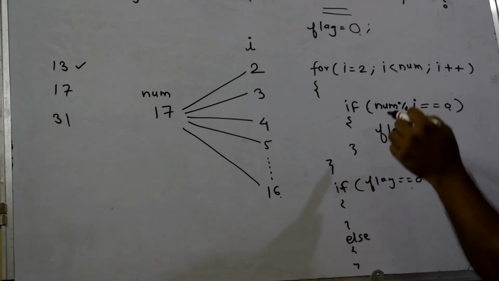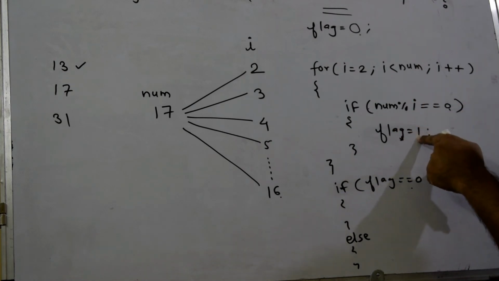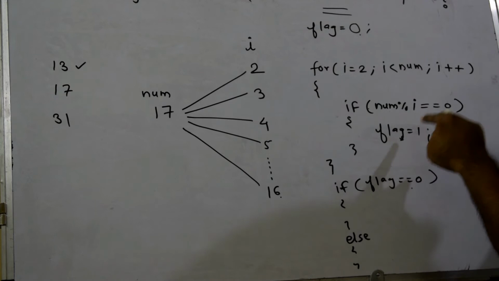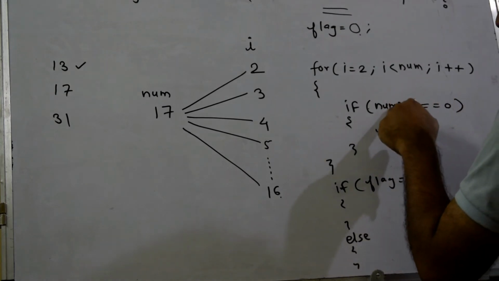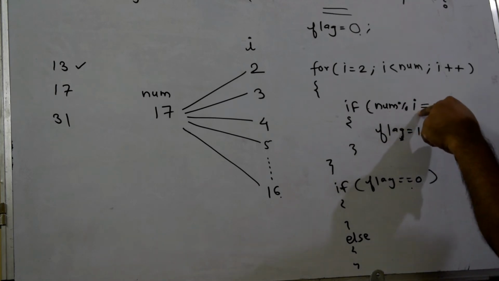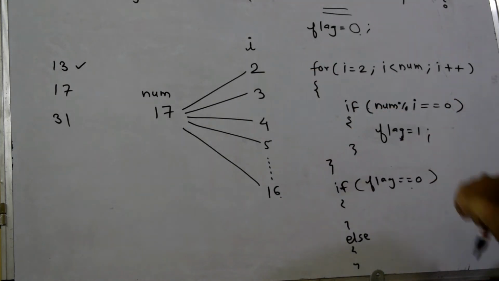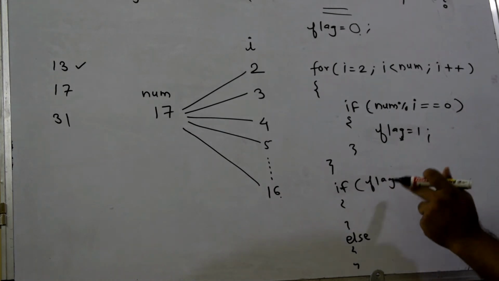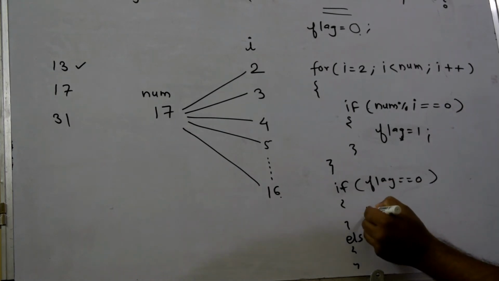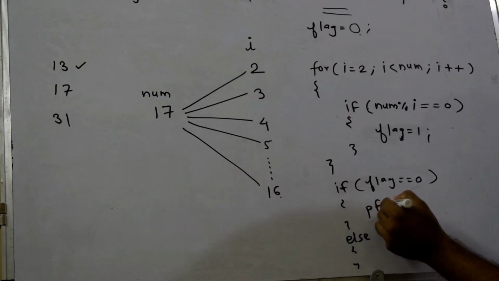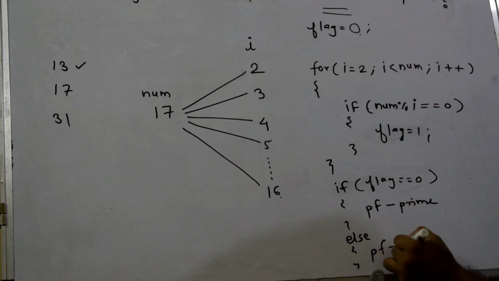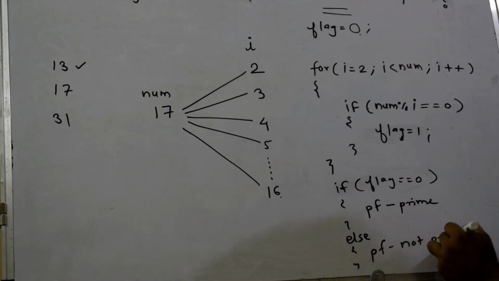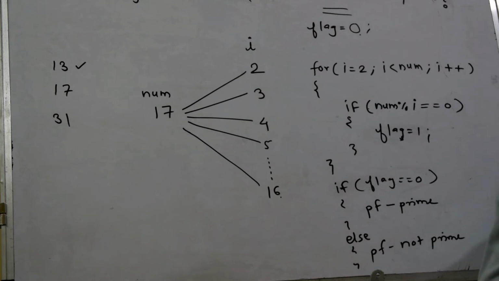So if it is 0 here, that means this statement is not executed at all. So this statement is not executed at all means this remainder did not become 0 anytime. That means that particular num is not completely divisible with I ranging from 2 to num minus 1. So here if flag equals to 0 means I can say that it is a prime number. So here I will write printf statement which is prime, and here I will write printf statement which is not prime. So this will be the pseudocode for prime number. So we'll implement this program.